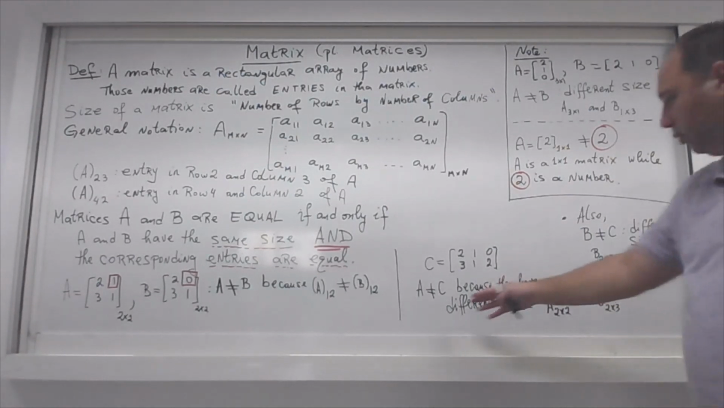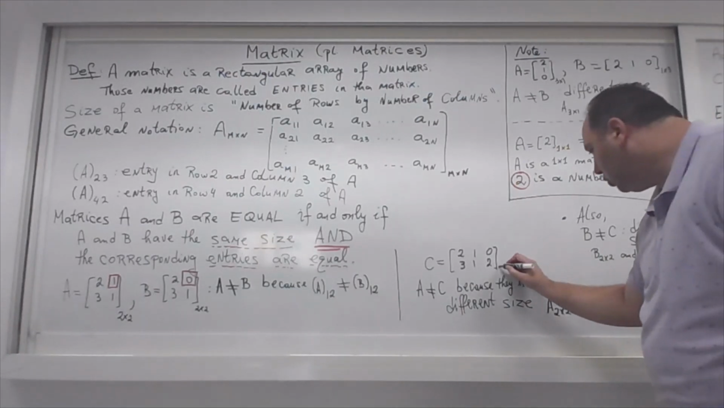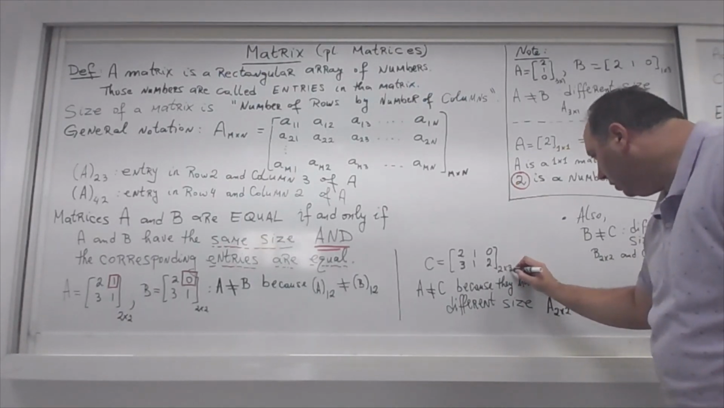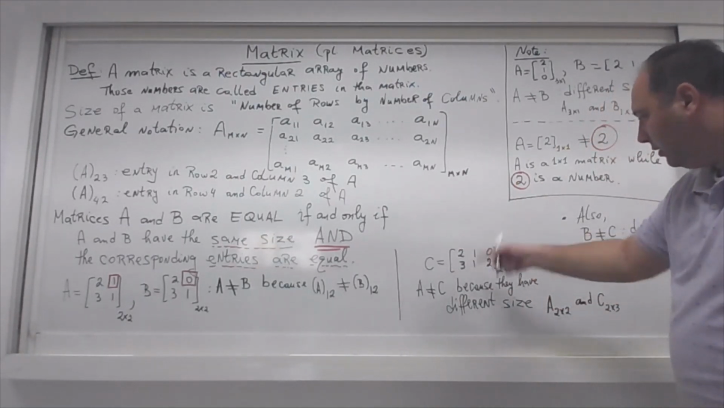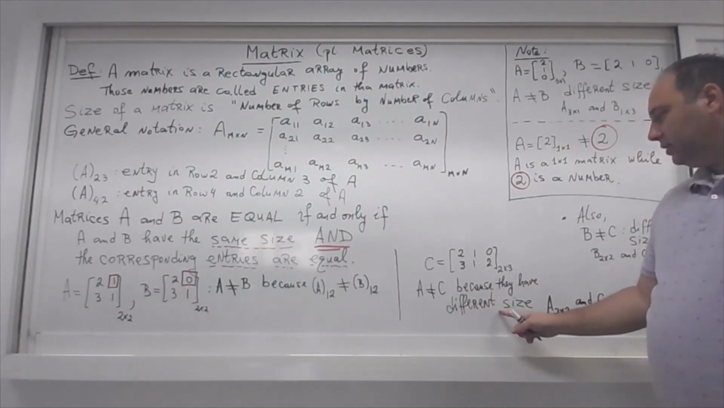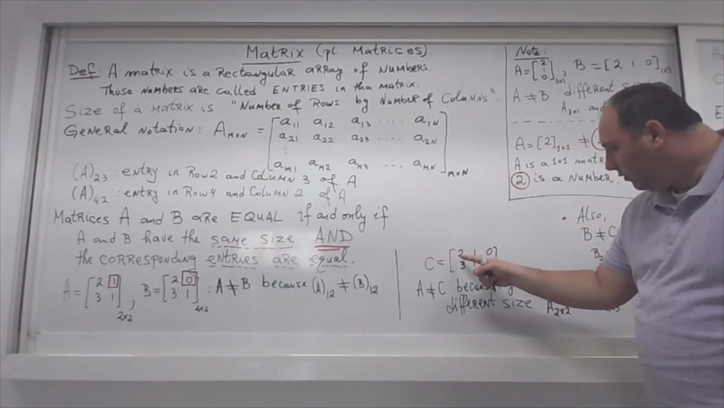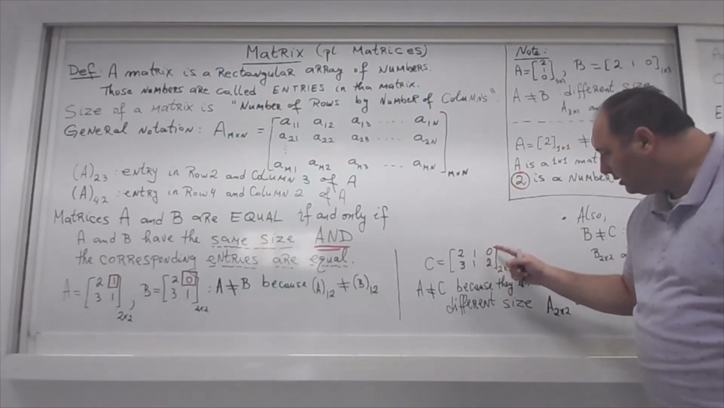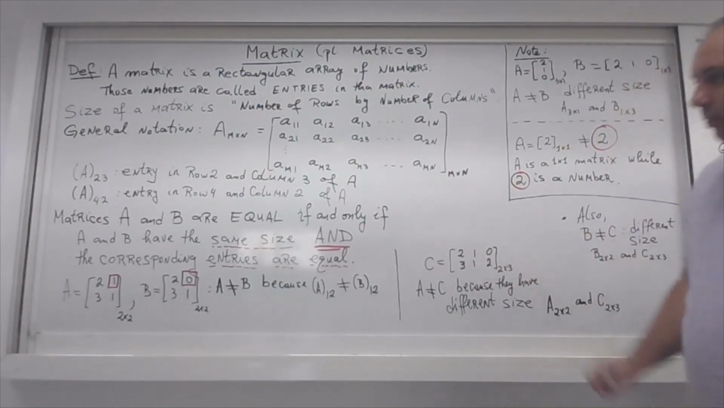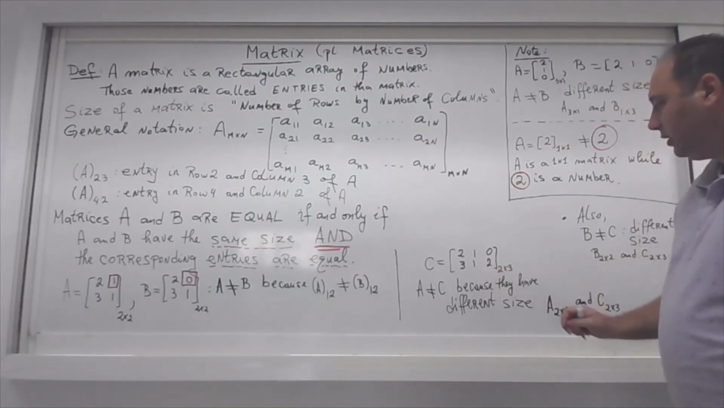Another example of the difference is matrix C here, which is 2 by 3, so it has 2 rows and 3 columns. Obviously, since the size is different, A and C are different, even though when you check the values, you have 2, 1, 3, 1, and then 0, 2. So the parts of matrix A are all here, but there are some extra things.